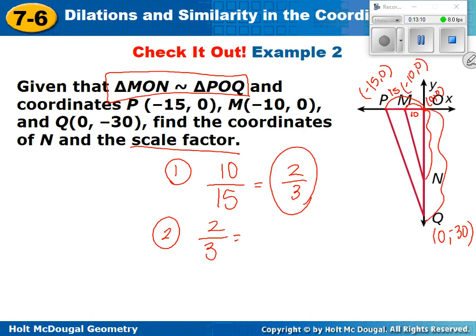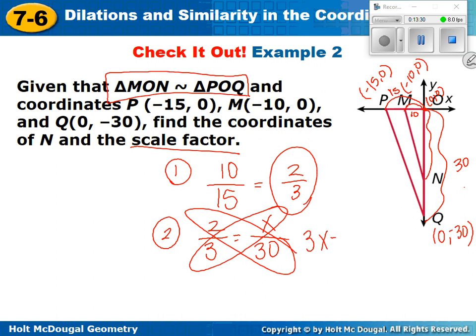Okay, so do we know this length, this short length from O to N? No, so we'll put X. And what's the length from O to Q? 30. Again, it was negative because they went down, but we're not going to worry about the negatives right now. We'll worry about that at the end. So then we're going to cross multiply, and we get 3X equals 60. Divide by 3, and what is X?